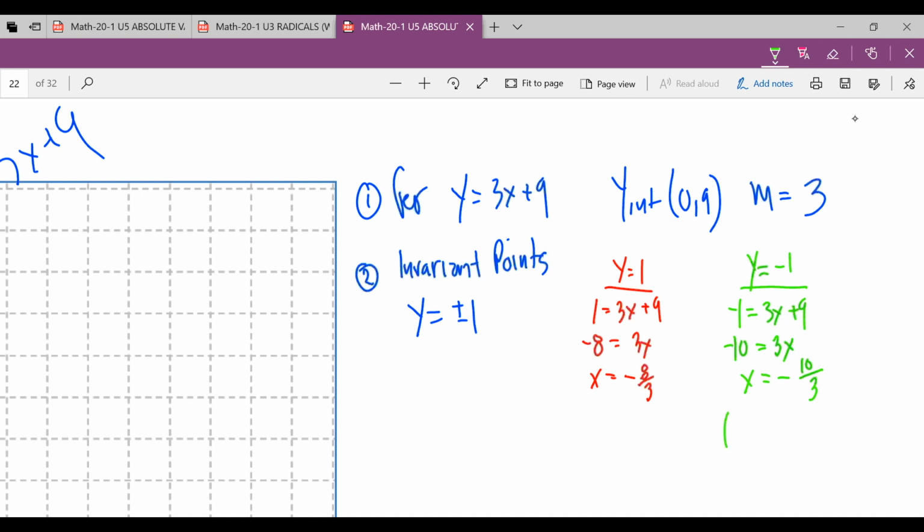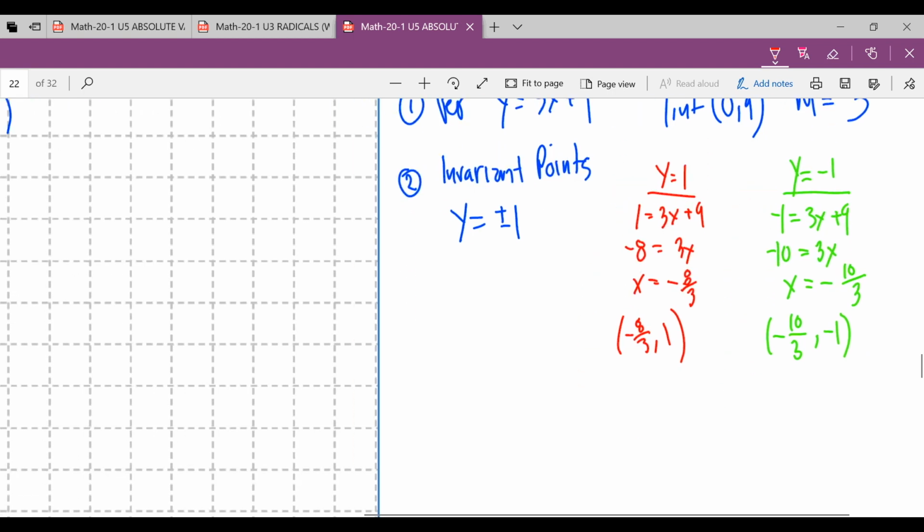Okay, so there are the two sets of invariant points. For y equals -1, it's -10/3, -1. And for y equals 1, it is -8/3, +1. There's your two invariant points. So we can go ahead and plop those into our graph over here.